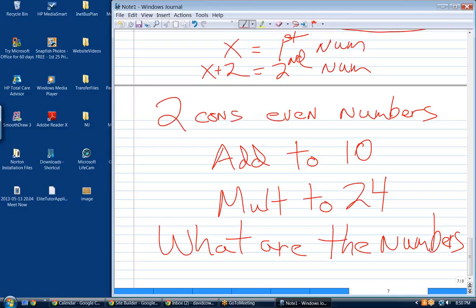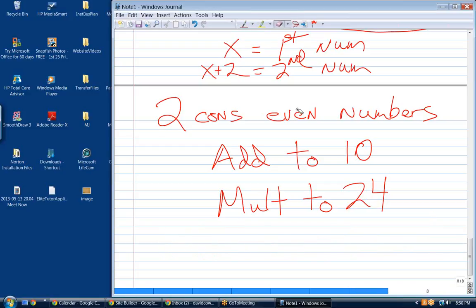Okay, so now if I want to set up my equation, what's my equation going to be? The first equation says what? That my two numbers have to add to 10. So what equation says that? Marina? Can you hear me? I can hear you. This is my first number. This is my second number. What equation tells me that those two numbers add to 10?